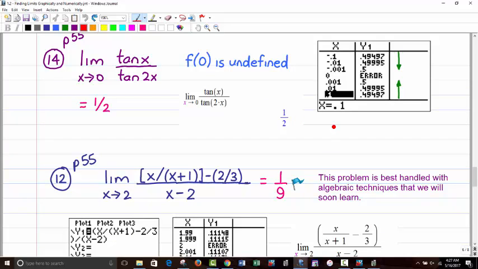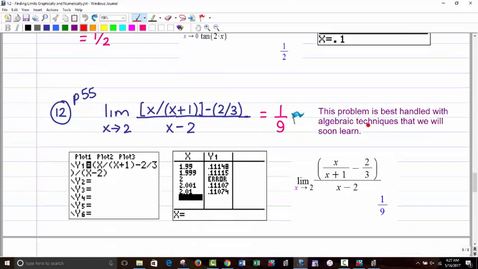Now, sometimes this technique's not so good. Limits don't always approach pretty values. Like this next one, we're going to deal with this more in an upcoming section. But this one I would not use as a problem like this on a chart or a test, because there's an algebraic way to work this out to get exactly 1/9.